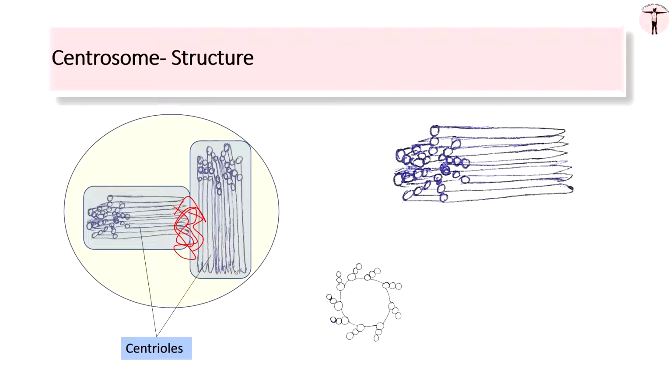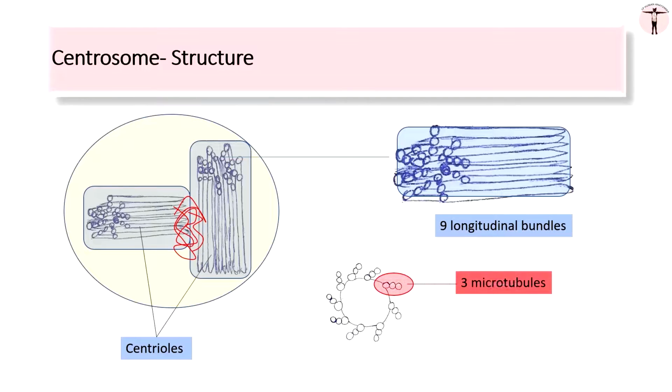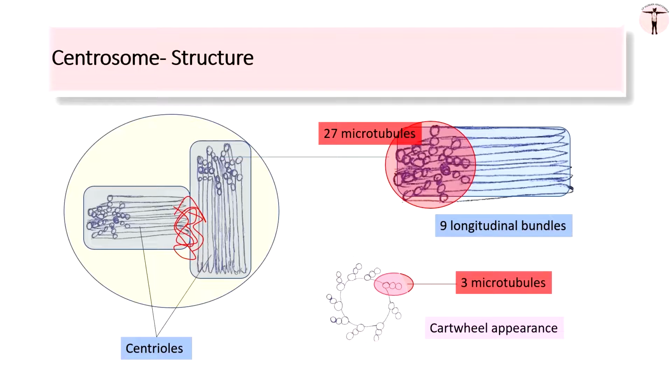The wall of each of these centrioles consists of 9 longitudinal bundles of microtubules in a cylindrical arrangement embedded in fibrillar materials. Each bundle has 3 microtubules arranged as parallel fibers. A single centriole includes a total of 27 microtubules running from end to end. The arrangement of these microtubules when looked at from one end gives a cartwheel appearance.